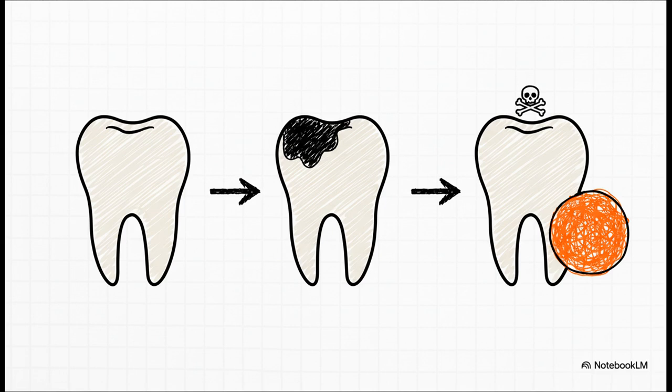You know the story. A cavity gets out of hand, the pulp dies, you get an infection, and that inflammation wakes up these sleepy little leftover cells, the rests of Malassez, and tells them, hey, time to make a cyst.